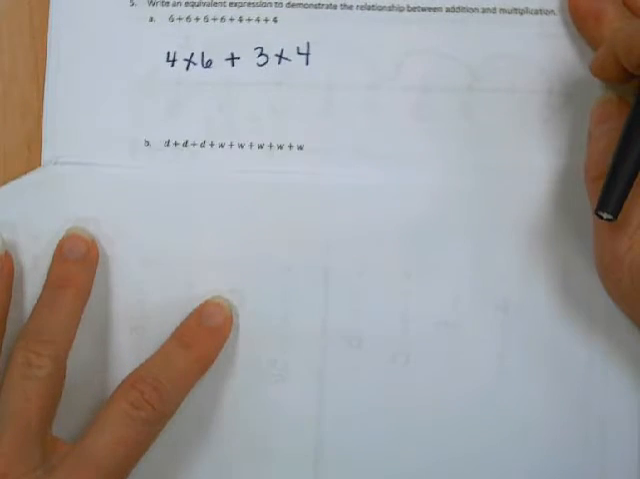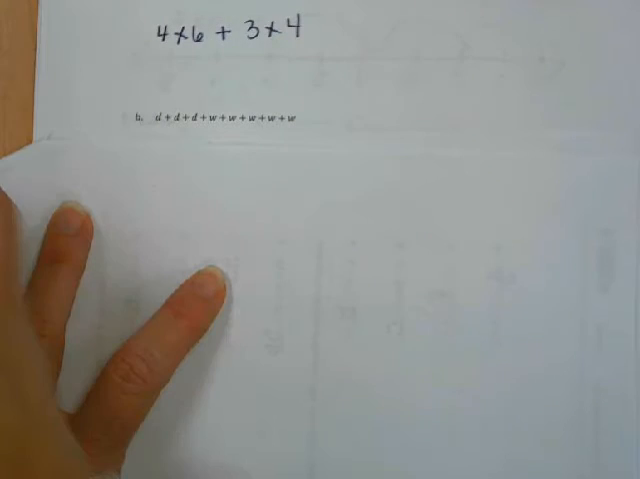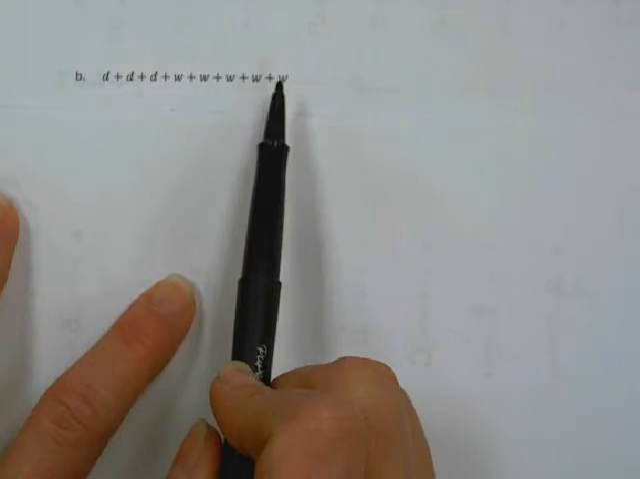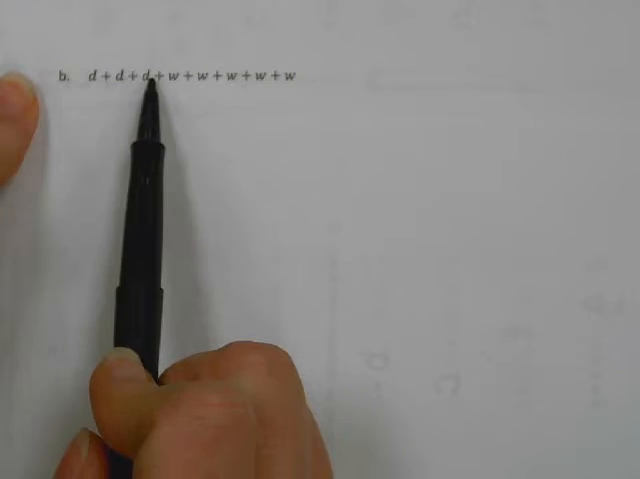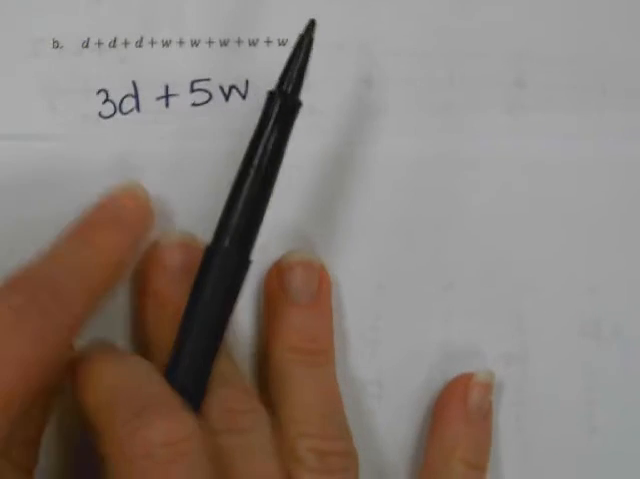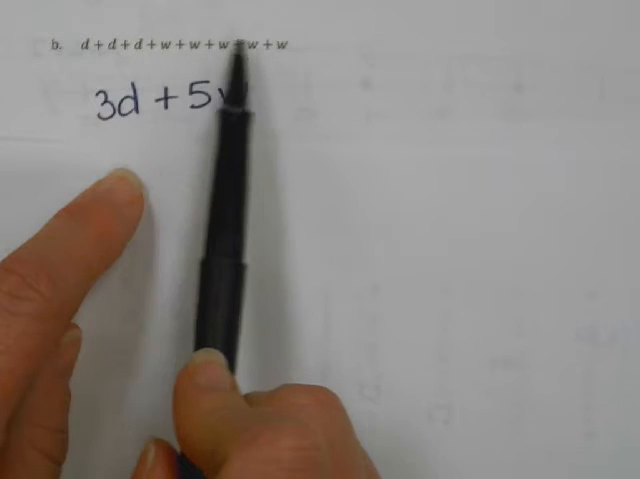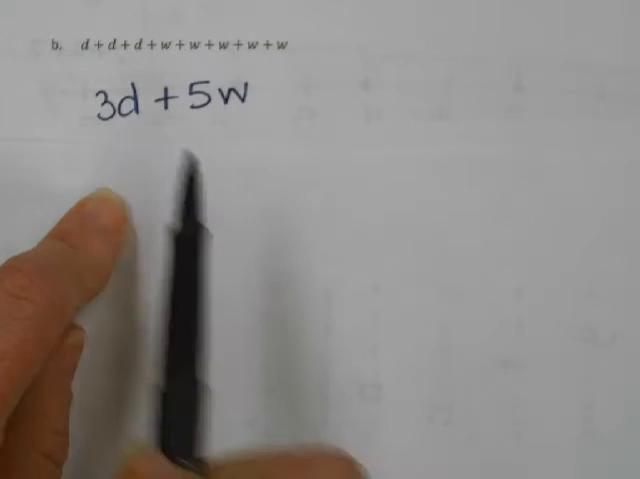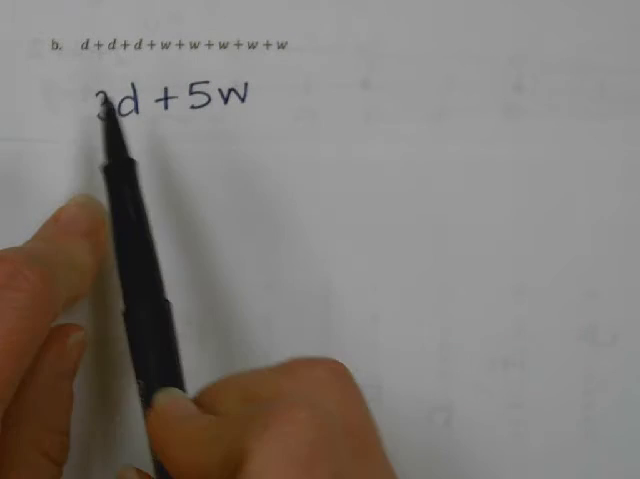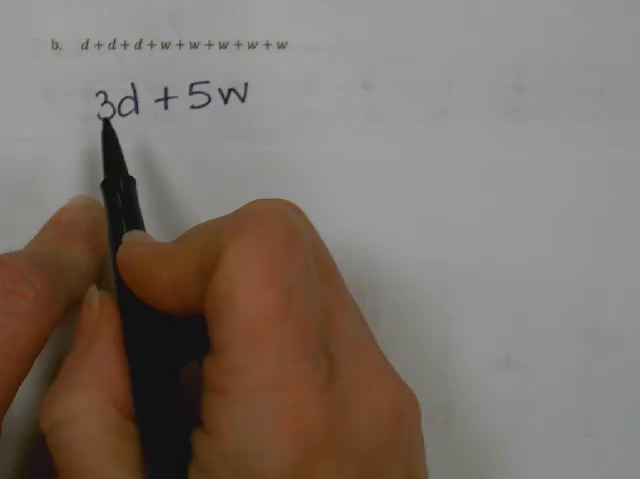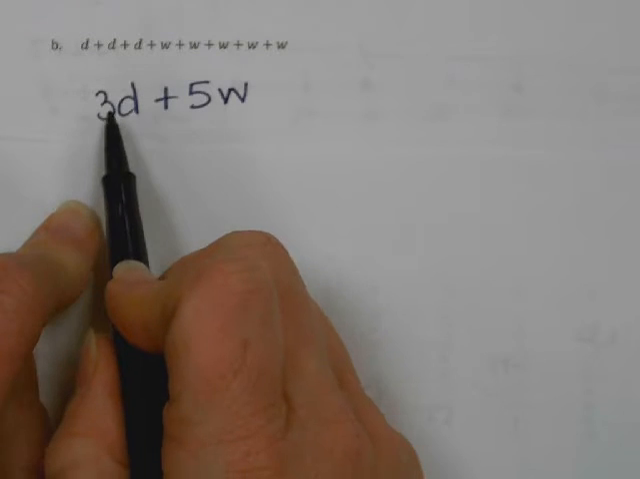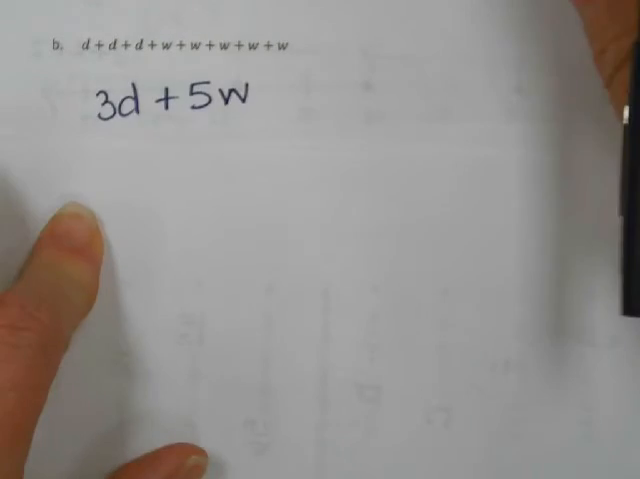When I look at letter B, I see 3 D's and 5 W's. So even though they're variables and they're letters, I can still write a multiplication expression to show that. So if I have 3 D's, it's going to be 3D, plus, I count my W's, 1, 2, 3, 4, 5, 5W. Remembering that when you have a number and a letter together, that shows multiplication even if there isn't a multiplication sign between them. 3D plus 5W means I've taken 3 times D plus 5 times W.